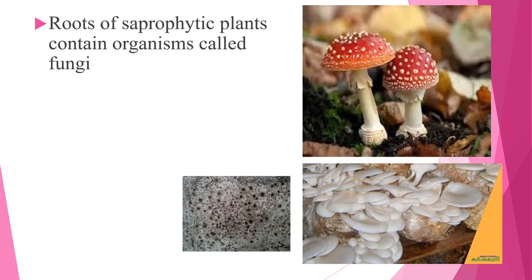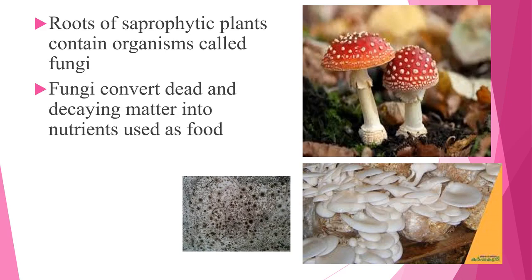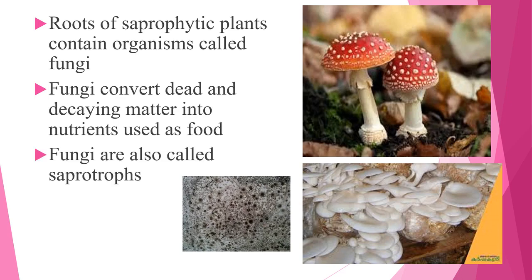The roots of saprophytic plants contain organisms called fungi. We know saprophytic plants obtain their nutrients from dead and decaying plant and animal matter. This dead and decaying matter is converted into nutrients by the fungi, which the plants use as food. The fungi are also called saprotrophs. Examples of fungi are mushrooms, toadstools, and bread mold. See the pictures, these are examples of fungi.